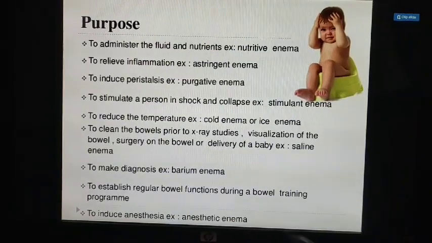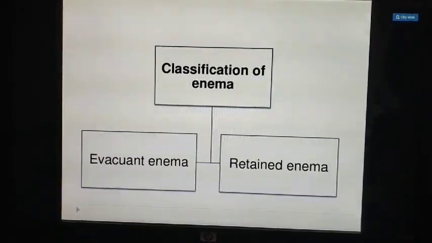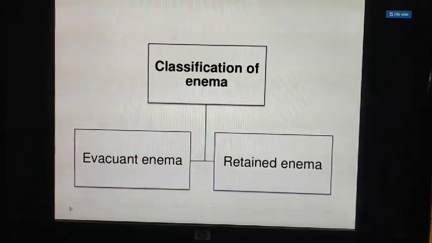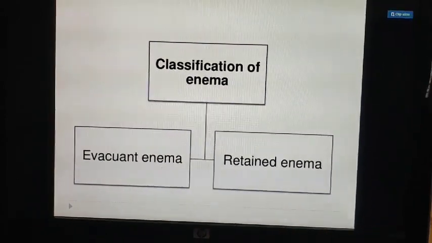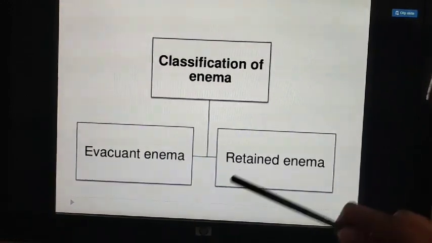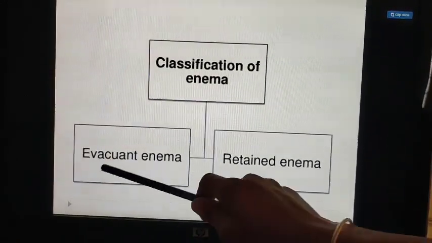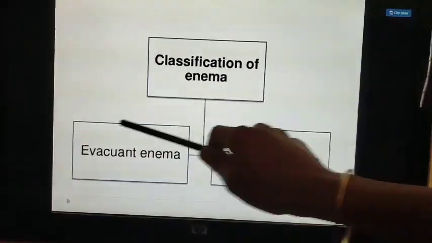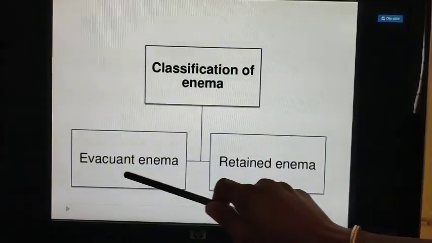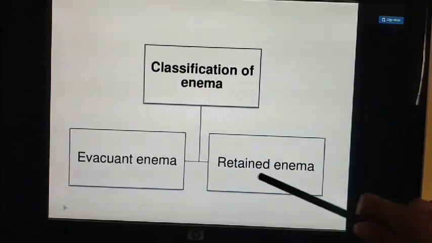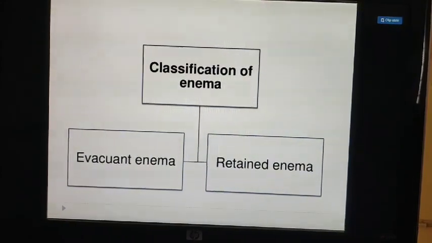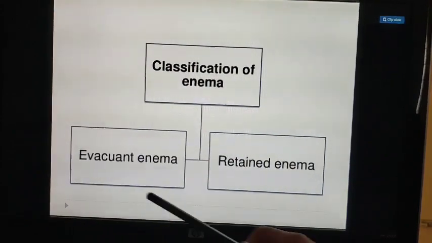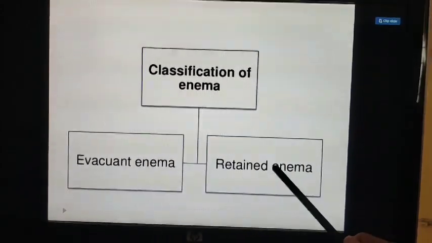Understood? Okay, next we'll see the classification of enema. Mainly there are two types: the evacuant enema and the retained enema. Evacuant enema means washing off. We give a flush to empty, that purpose we call evacuant enema. Retained enema means storage, retained for some time, that we call retained enema. Now we'll see the types of evacuant and the types of retained.